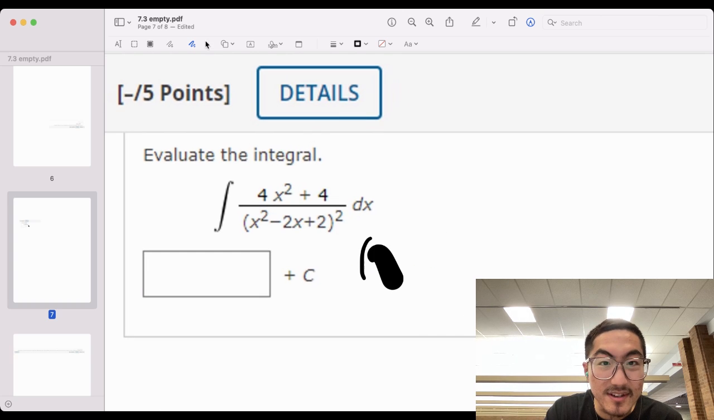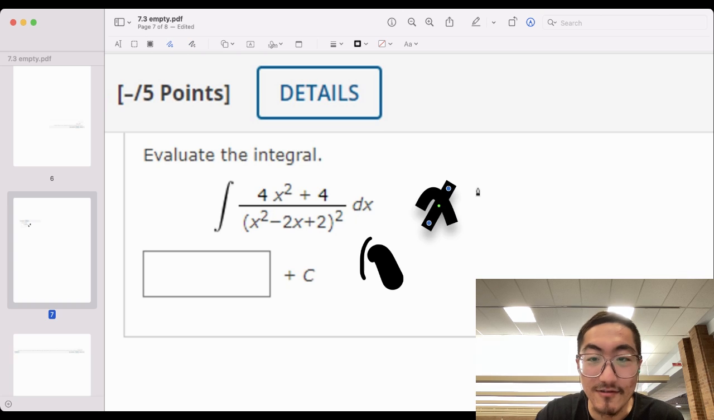Notice, oh, come on. There's no eraser. I needed to undo this. I'm sorry for this.